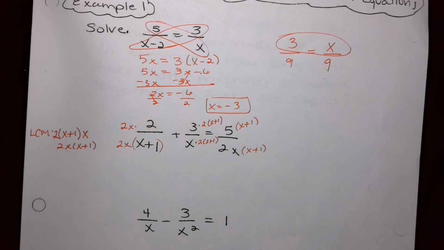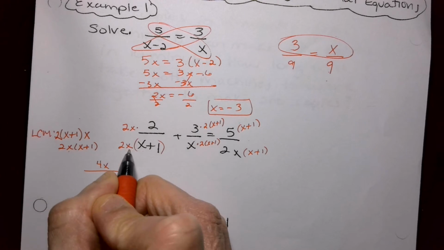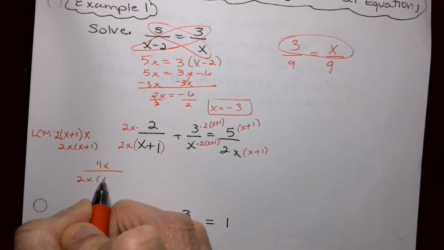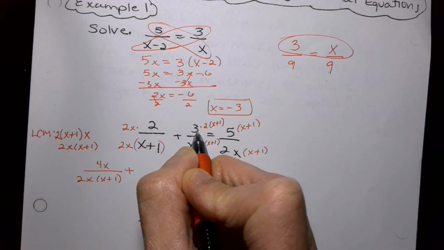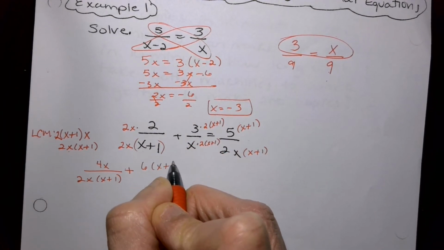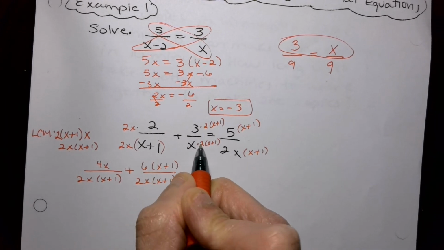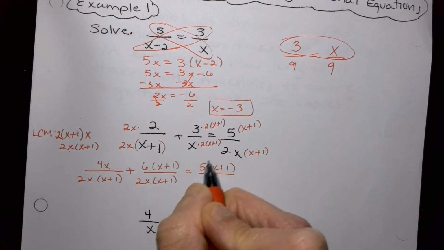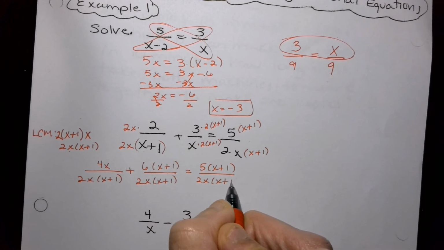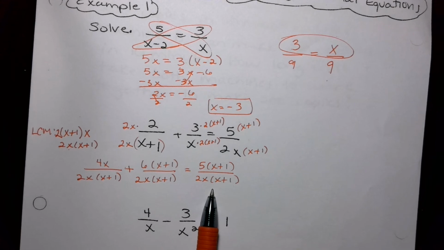And the reason we're doing that is, watch, I'll show you. 2x times 2 is 4x over 2x times x plus 1. Plus, I'm going to multiply those right now. 2 times 3 is 6 times x plus 1, all over 2x times x plus 1, right? Equals 5 times x plus 1 all over 2x times x plus 1. Okay, so look, the bottoms are all the same now. So I can just take the top and work with that.